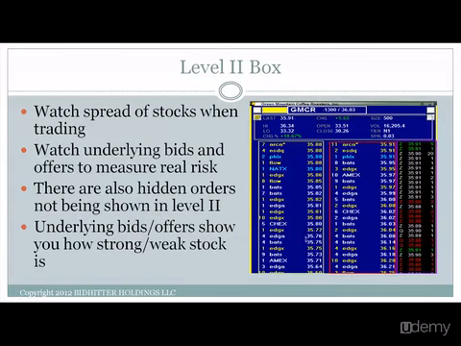Again, the underlying bids and offers show you how strong or weak the stock is. The more bids and fewer offers, it means it's stronger, theoretically. The more offers and fewer bids, the weaker it is.